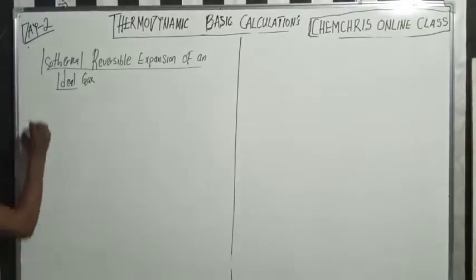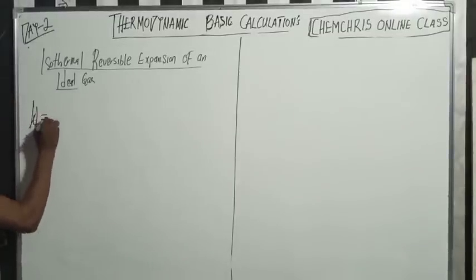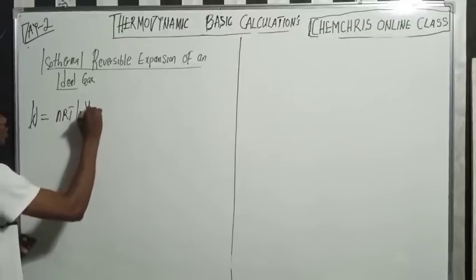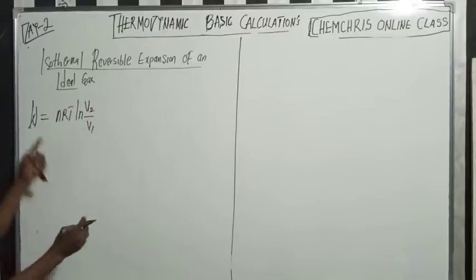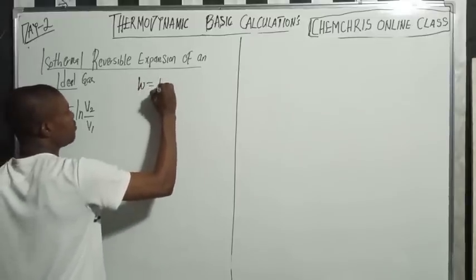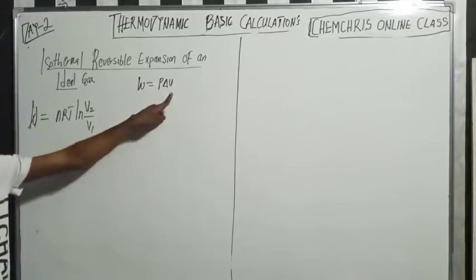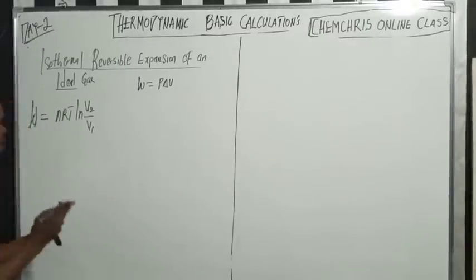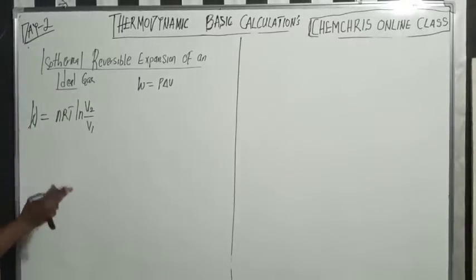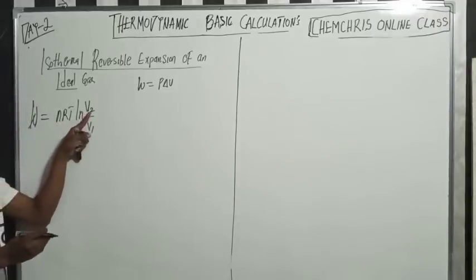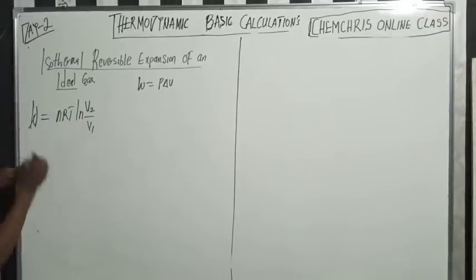So now, here we have W. It was nRT ln V2 over V1. Mind you, this formula here is derived from this one here, P change V. It is being derived from this other one here. But I'm not showing you how to derive it. You understand that when we talk about isothermal reversible expansion of an ideal gas, the formula to use for the work done is nRT ln V2 over V1. Now, this is the work done.